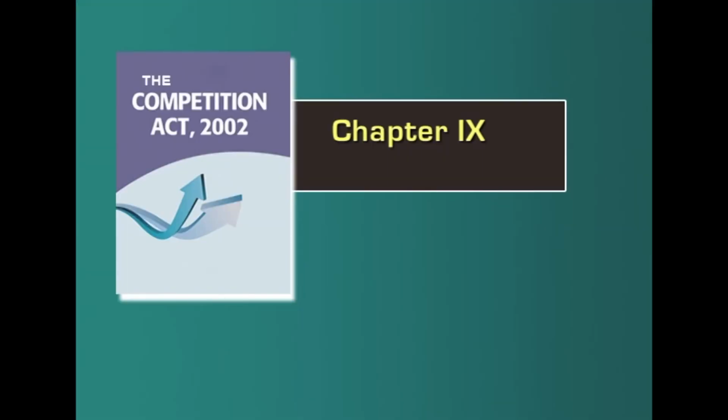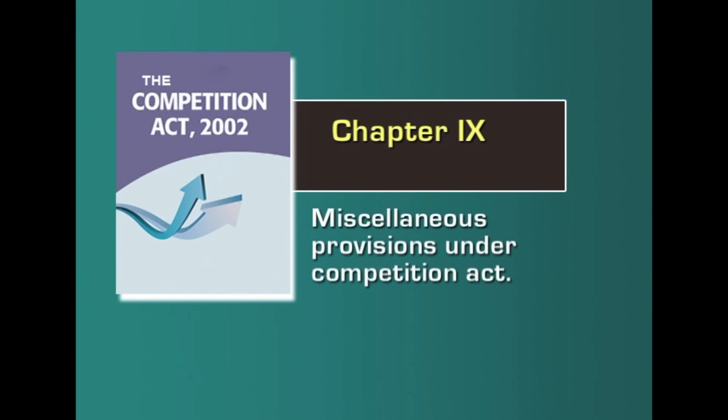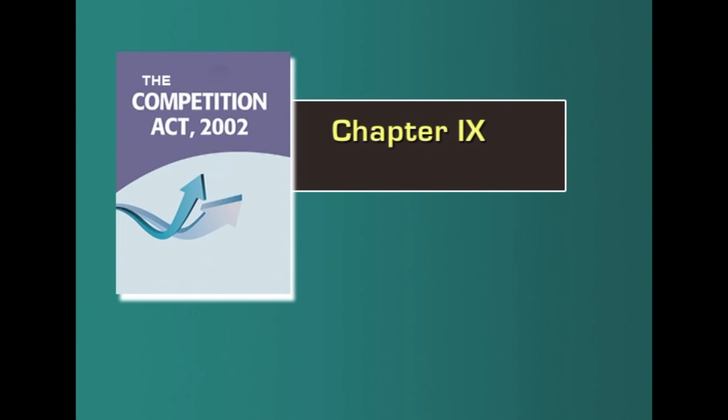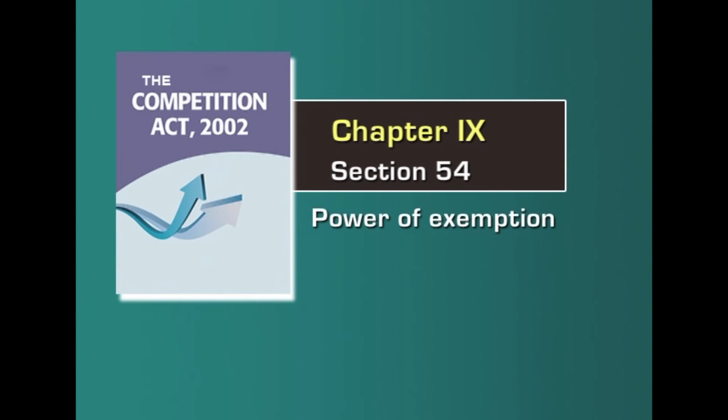Moving on to my next chapter and the last chapter, chapter 9, which talks about miscellaneous provisions under the Competition Act. This chapter has sections 54 to 66. Section 54, the first section, talks about power of exemption. This is the power enjoyed by the Government of India, where it can exempt certain people from the application of certain provisions of the Act. This section I will discuss in detail when I get into this chapter specifically in my next course of sessions.